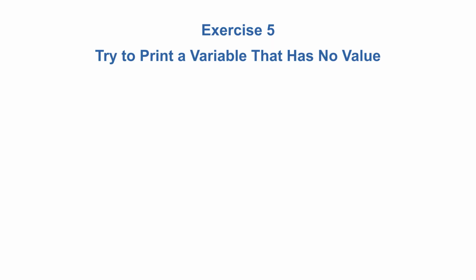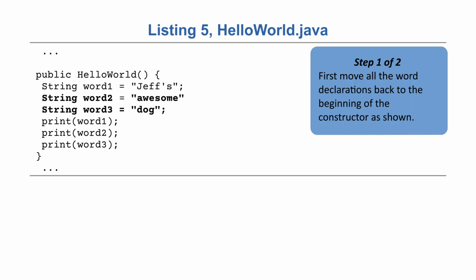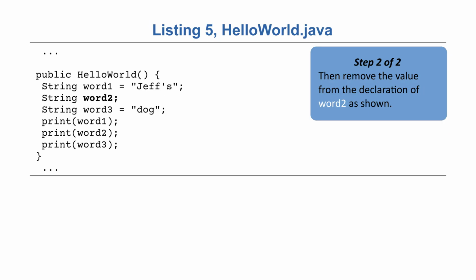Exercise 5. Try to print a variable that has no value. Move all the word declarations back to the beginning of the constructor as shown. Then remove the value of word2 exactly as shown. Run it. What happened? You should have received a syntax error in the second print statement that says, the local variable word2 may not have been initialized. In other words, you declared it, but it had no value. It cannot print something that has no value.